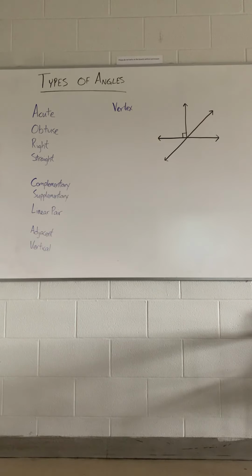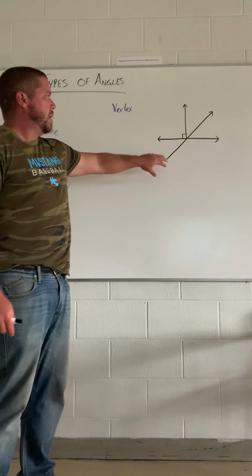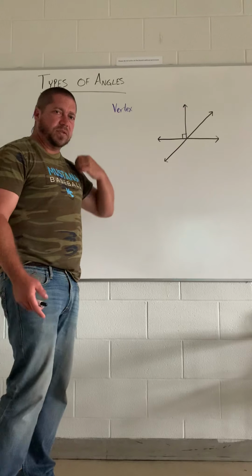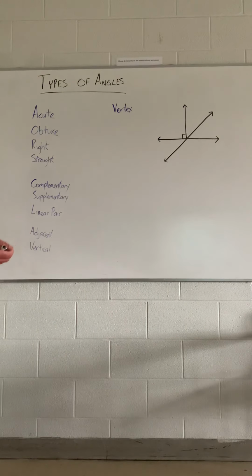Today we're going to talk about different types of angles. Mostly vocabulary, but we also have a diagram with several angles together that we're going to talk about some of these through that diagram. So we're going to start with the basic four.